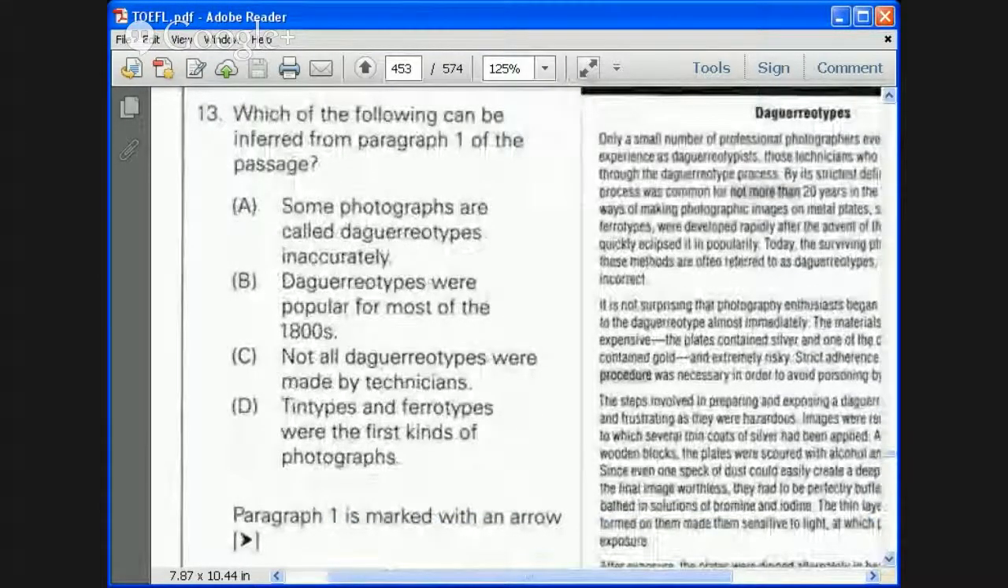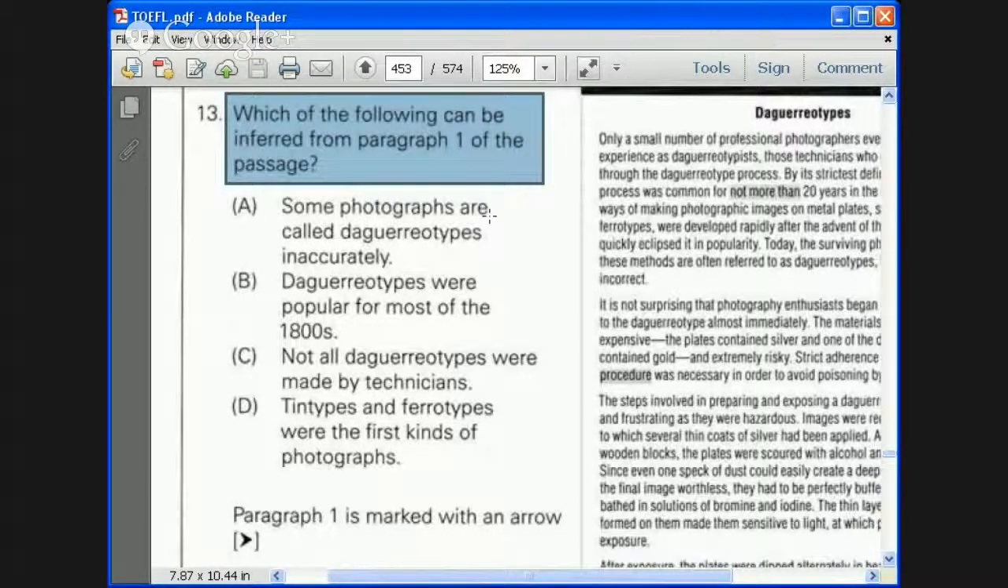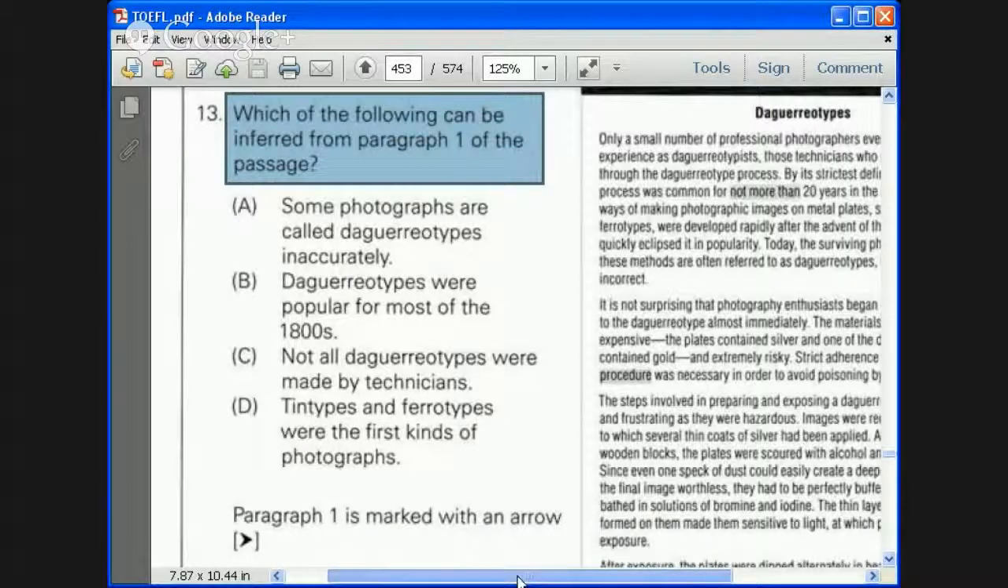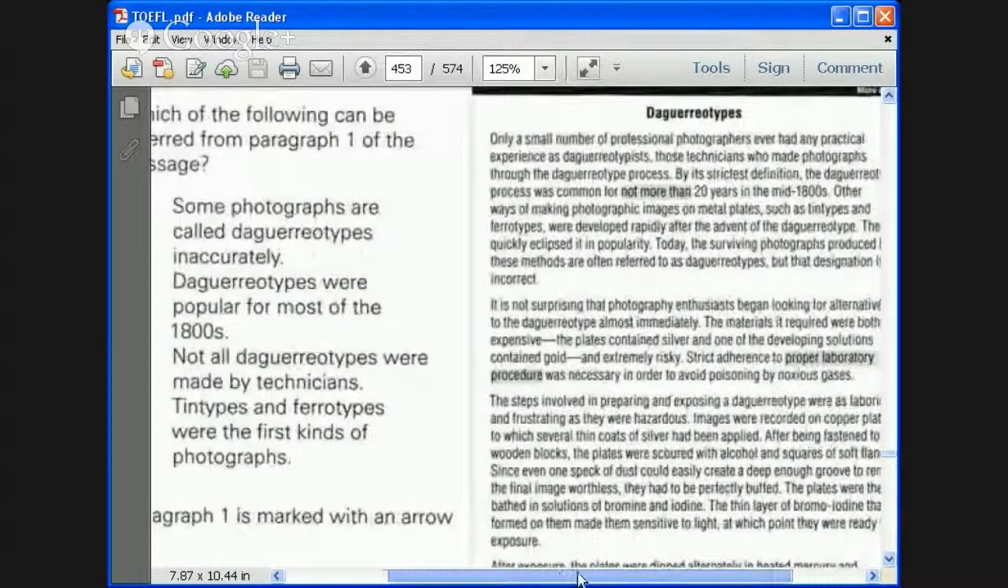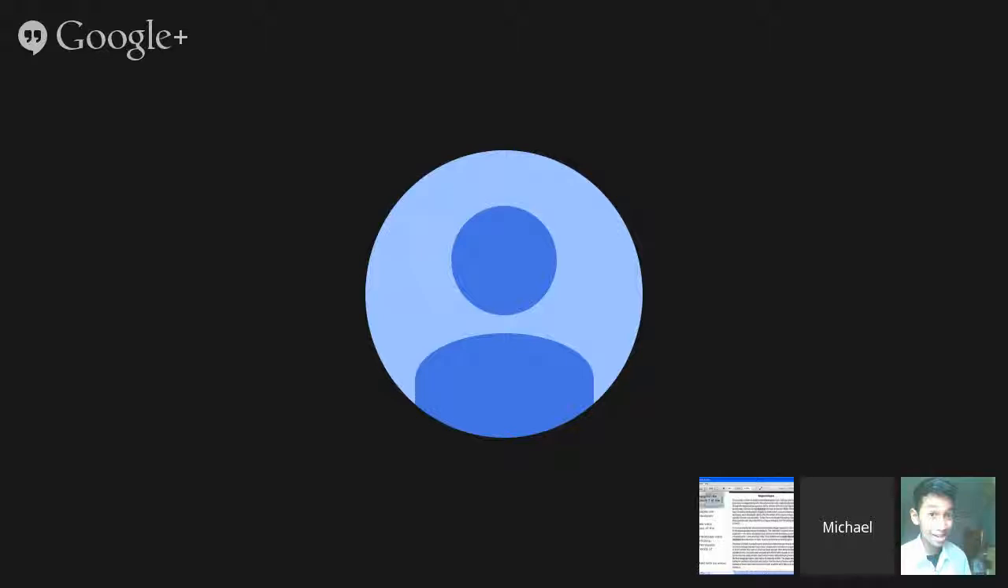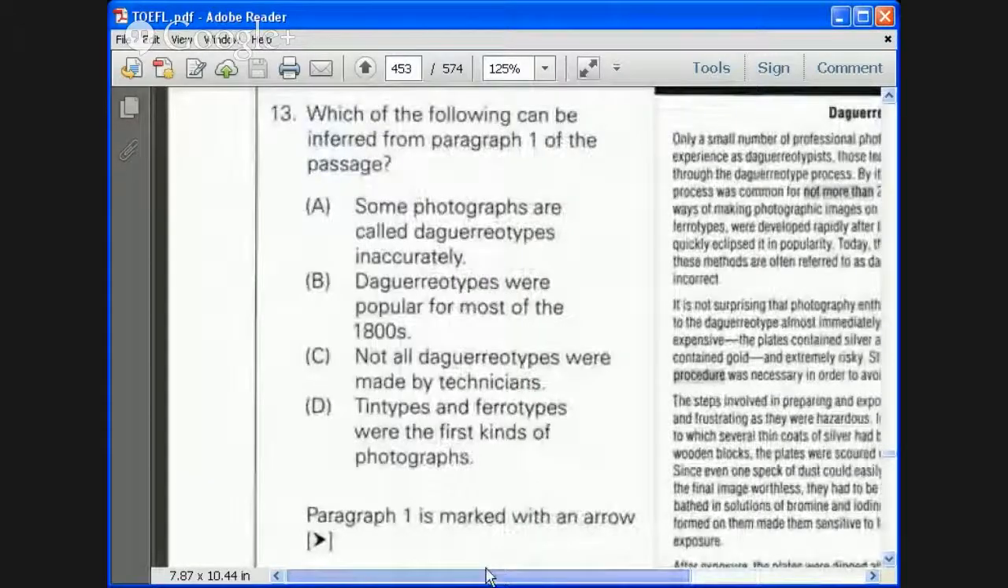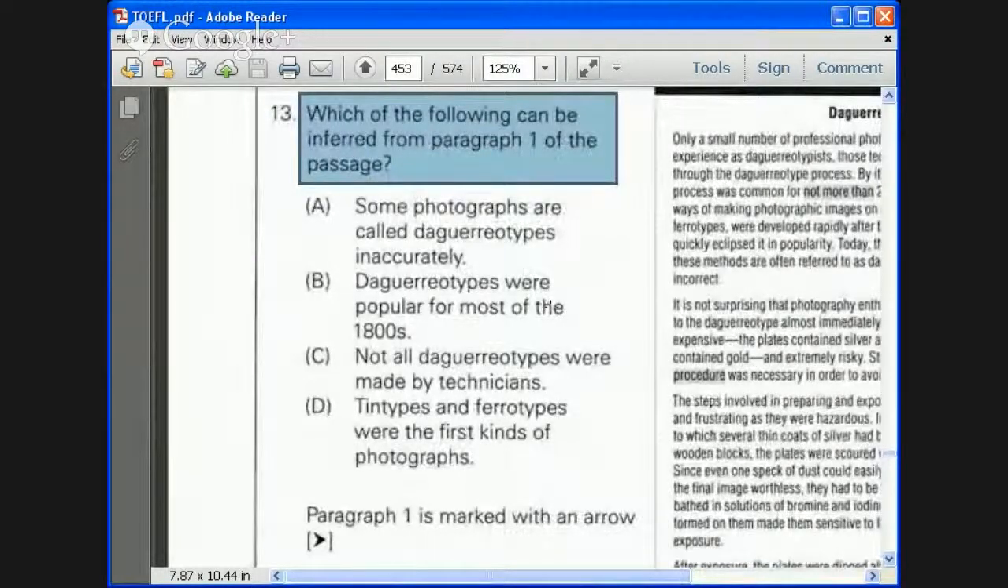Very good. Michael, which of the following can be inferred from paragraph 1 of the passage? Oh, would you like to tell us just by guessing, without looking at paragraph 1? Yeah, that'd be fun. Okay. I can guess if you like. See if you can blindly guess. All right. It's an experiment.